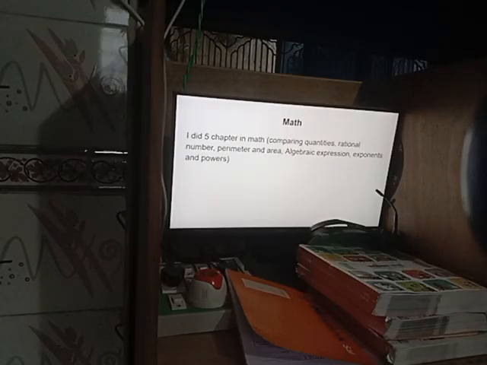The area of a parallelogram is equal to base multiplied by height. And the area of a triangle is equal to 1 by 2 of the area of a parallelogram, like 1 by 2 multiplied by base multiplied by height.